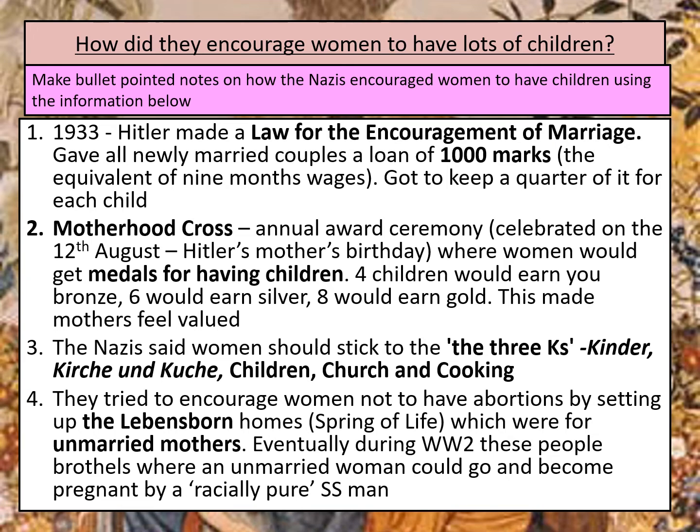However, eventually these evolved, and by World War II, these essentially became brothels where an unmarried, racially pure woman could go to deliberately become pregnant by one of the racially pure SS men, and therefore would be donating a baby to the Führer. Sometimes these women wouldn't even raise their children afterwards, they'd be adopted by high-ranking Nazi officials.